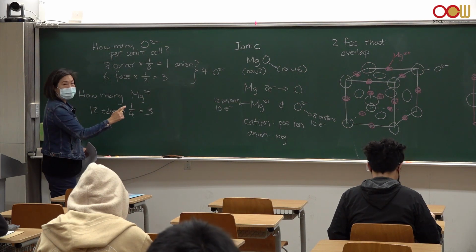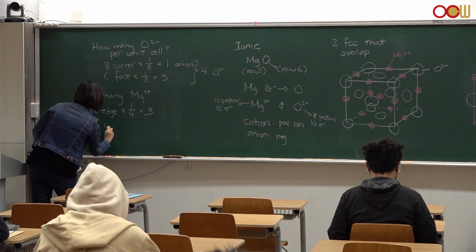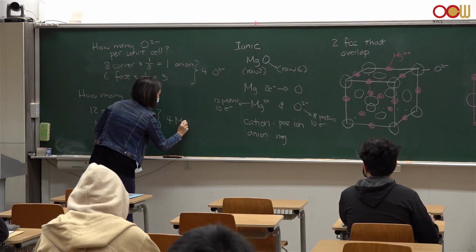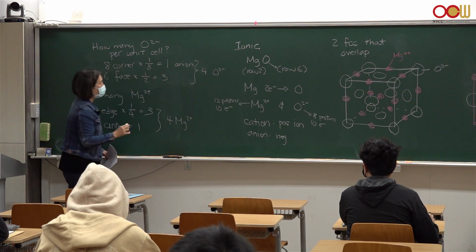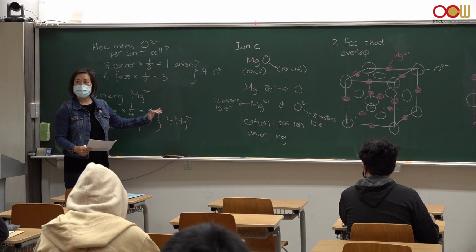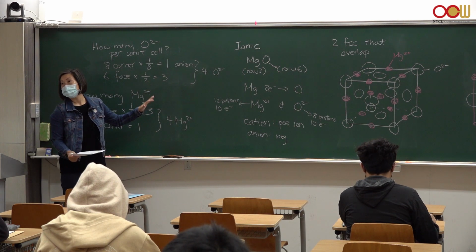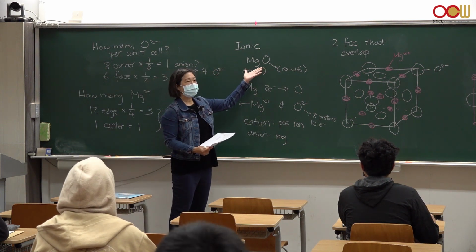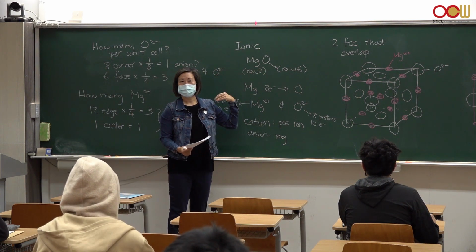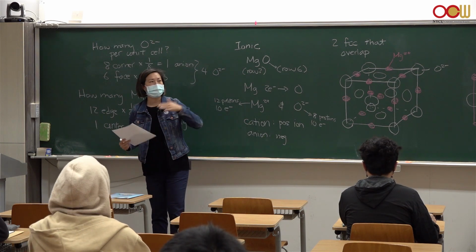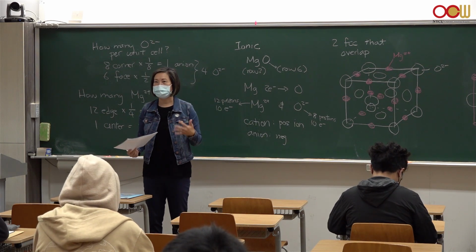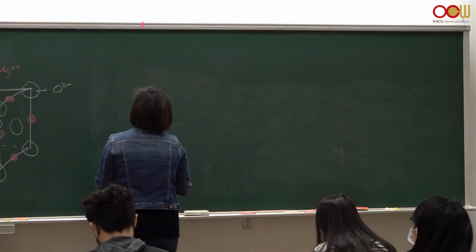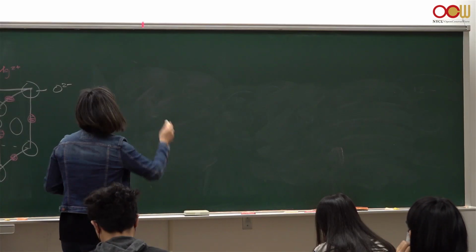And then I have one more in the center of the unit cell. So we have 4 magnesium 2 plus. So it's a ratio of 1:1 or 4:4, which is good because our magnesium oxide chemical formula is a 1:1 ratio. So if our structure didn't match our chemical formula, we would have some issues, right? It wouldn't make sense.